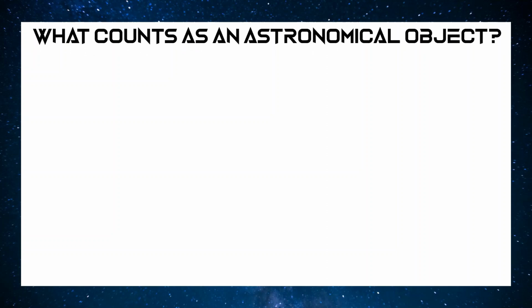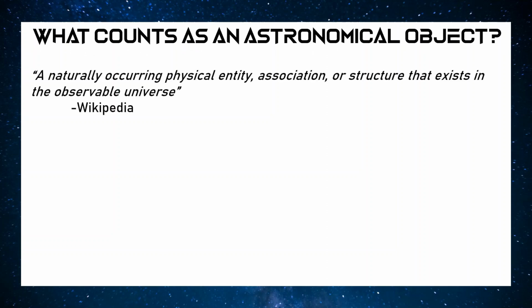So let us define our terms. What counts as an astronomical object? Well, I'm going to use the Wikipedia definition because it's good enough: a naturally occurring physical entity, association, or structure that exists in the observable universe.